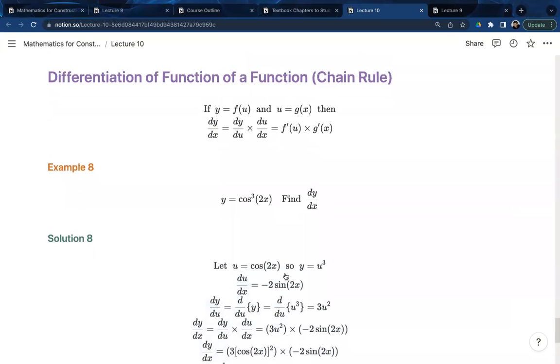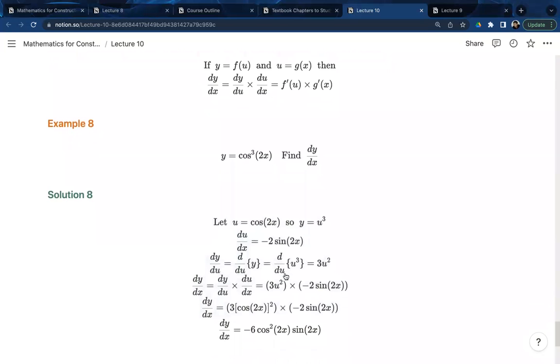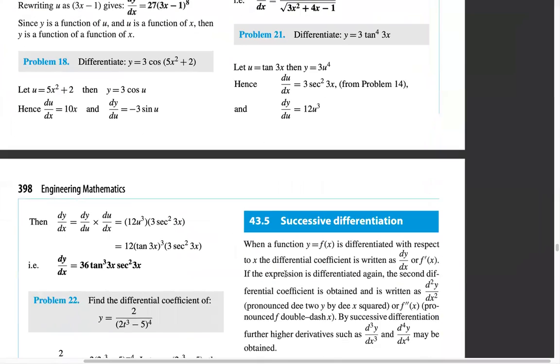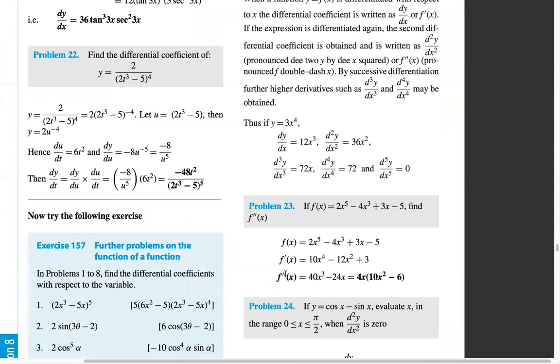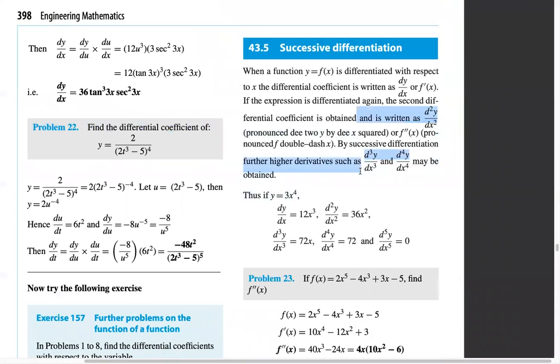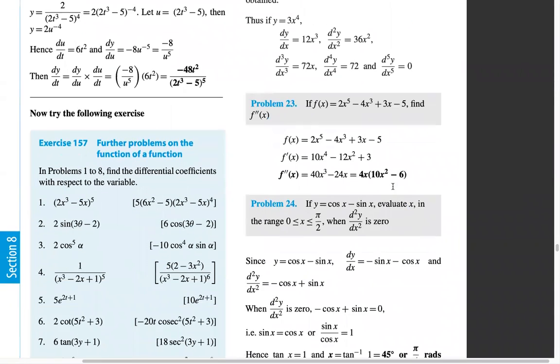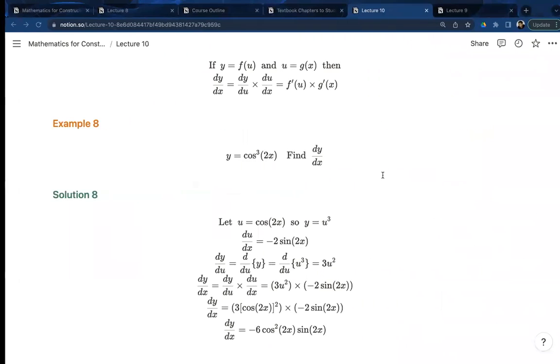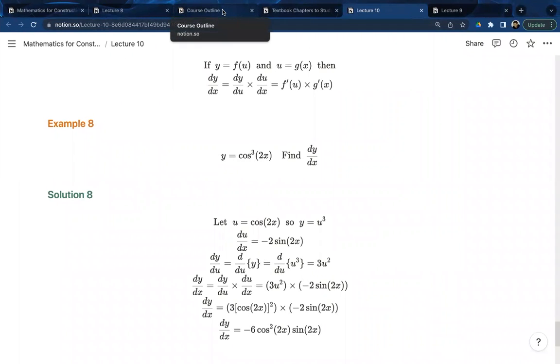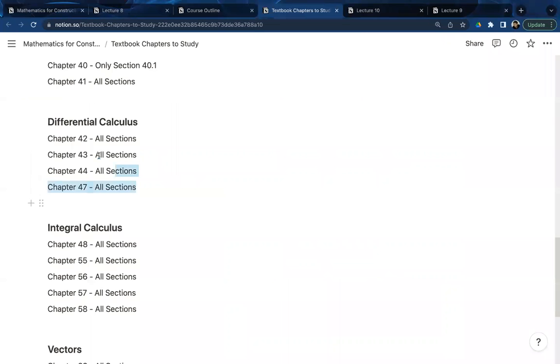So the chain rule is what you would use when you have a function of a function. And the trick now is to determine, when you watch a question, what is this? Is this a product? Is this a quotient? Is this a chain rule? We'll talk about successive differentiation when we start to do the applications of differentiation next class. But I urge you to read these chapters here for differential calculus and go through the questions and make sure you understand the solutions.